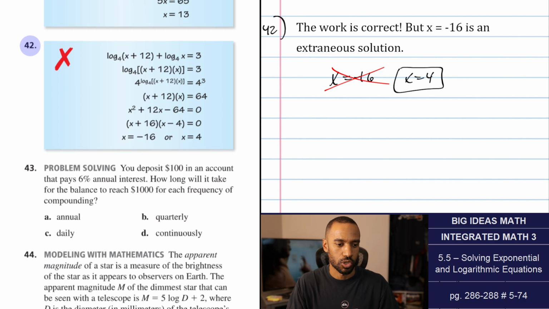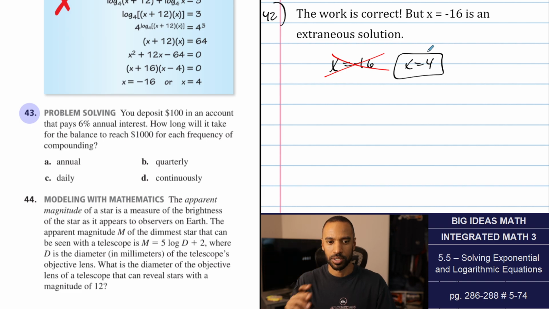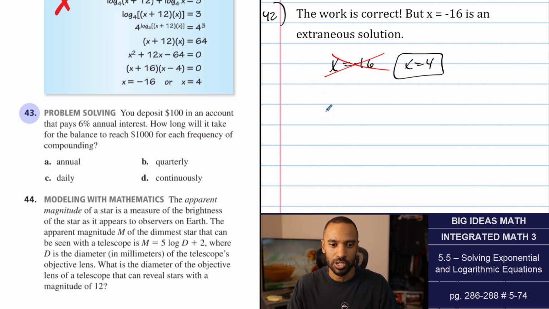Normally with the error things, there's only one thing that's wrong, and that seems to be the wrong. All right, number 43, problem solving. You deposit $100 in an account that pays 6% annual interest. I like these questions. How long will it take for the balance to reach $1,000 for each frequency of compounding? Oh, there are 4 different ones we're going to do here.